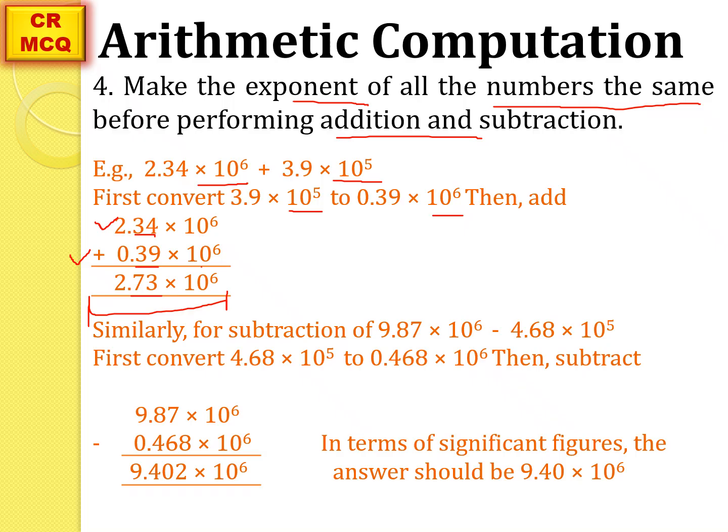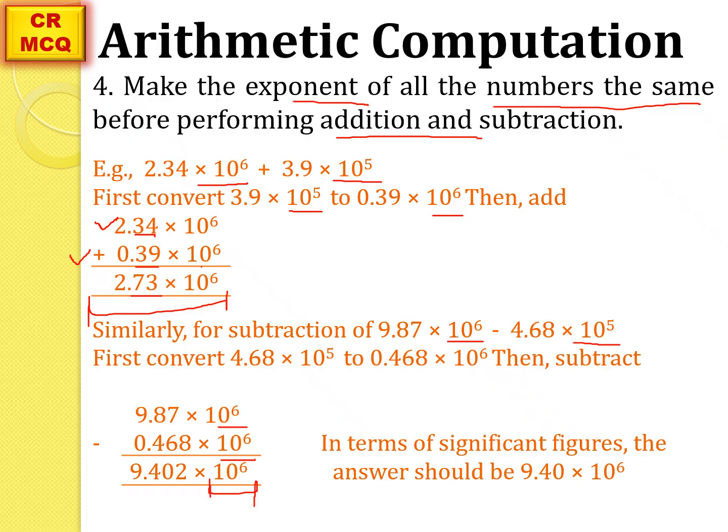See, in the first case the exponential term is 10 raised to power 6, in the second case the term is 10 raised to power 5. So first of all you are to write both these values in terms of 10 raised to power 6. Once you make these exponential terms the same, then perform the subtraction as usual. After performing the subtraction, whatever is the exponential term, write that exponential term as it is.